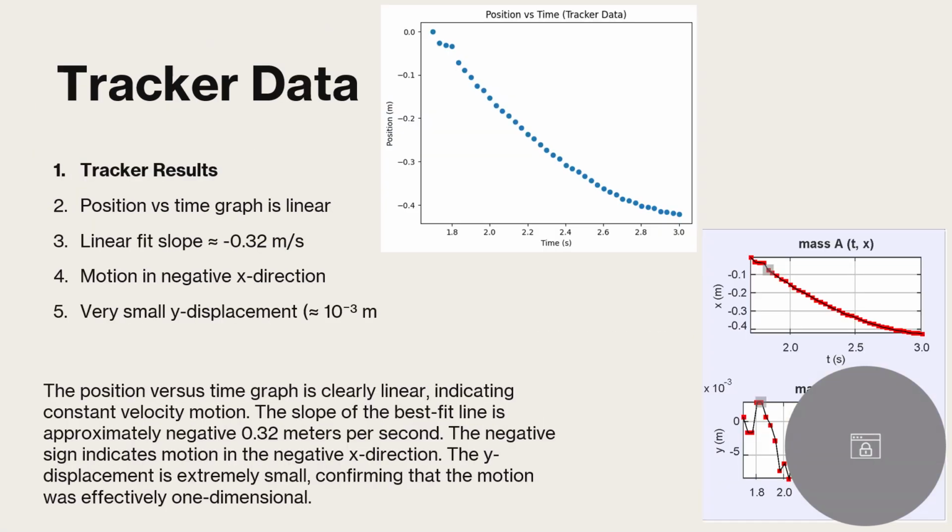Tracker data. As far as Tracker data is concerned, these were the data entries that I got from Tracker. A position versus time graph, which proved to be linear, slope being 0.32 meters per second, motion in the negative x direction, and a very small y displacement. Overall, good stuff.